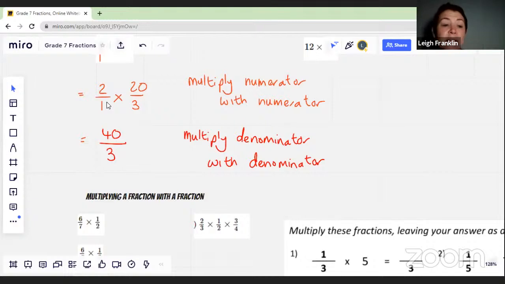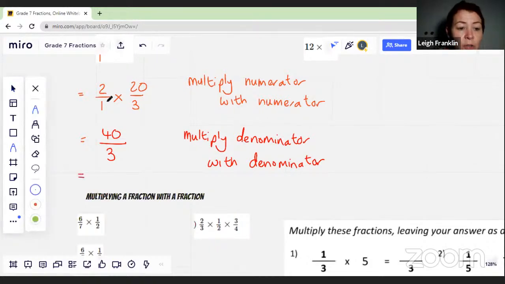Indeed, indeed. But if we want to take this and make it into a mixed fraction, what we've got to do is work out how many times does 3 go into 40. Right, and that's going to be our whole number. So that means we need to know our times tables. There we go, Mapalo. Mapalo said 13. Exactly. Yes, that's good. Well done. So 3 goes into 40, 13 whole times.